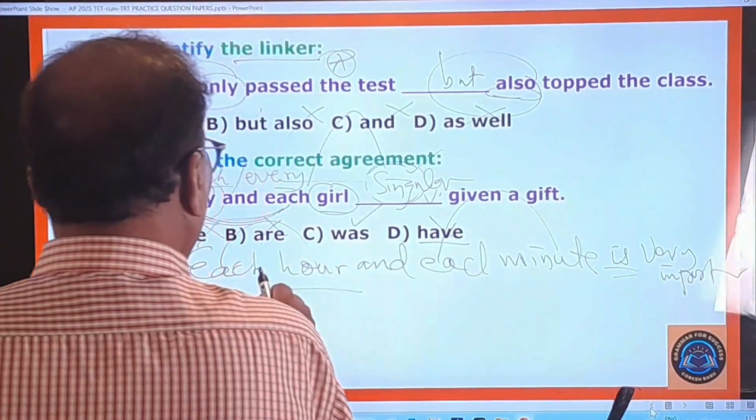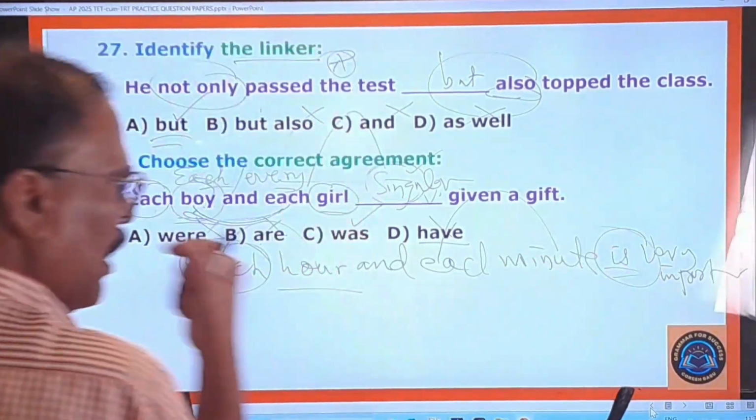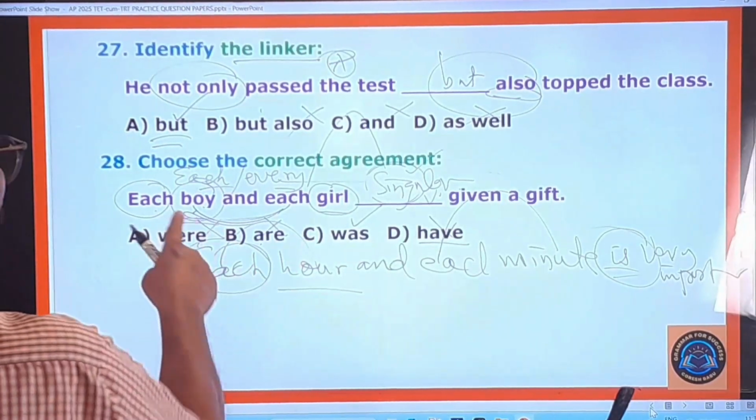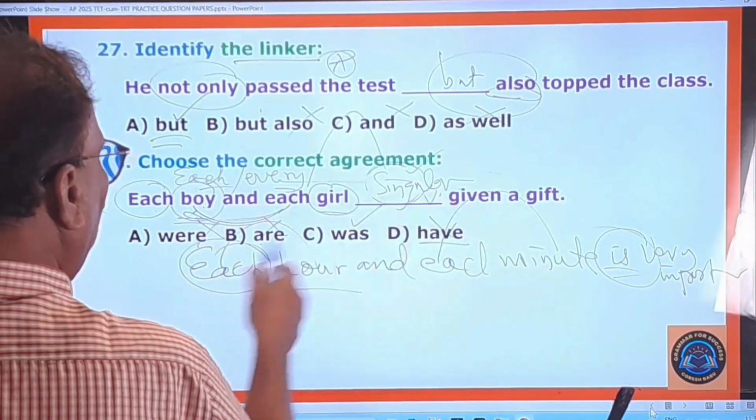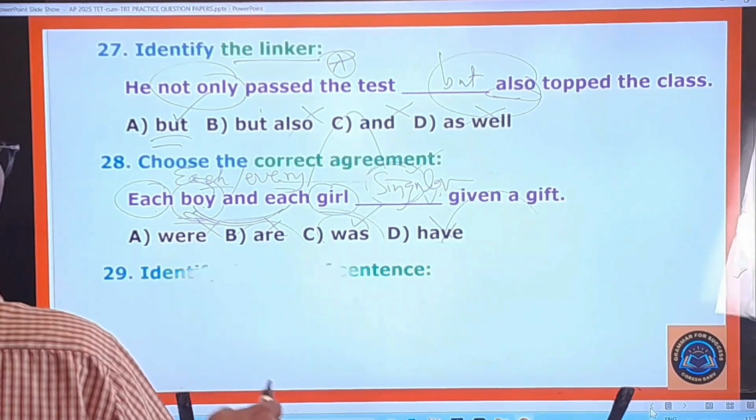So therefore whenever the sentence begins with each or every, the helping verb must be singular. This rule you have to understand. And therefore each boy and each girl, what is the singular helping verb? Only was is the singular helping verb. That is why. Okay, and you move on to the next question.